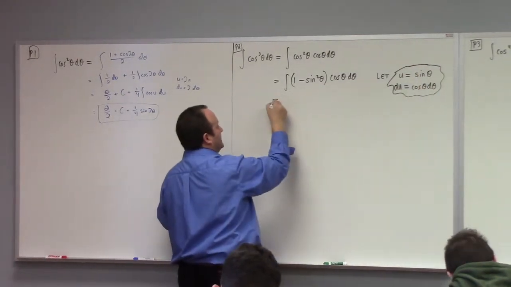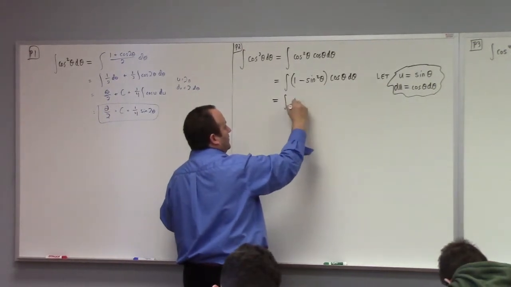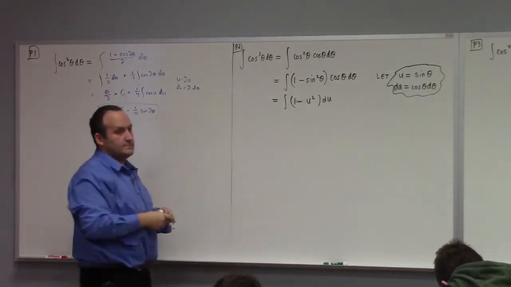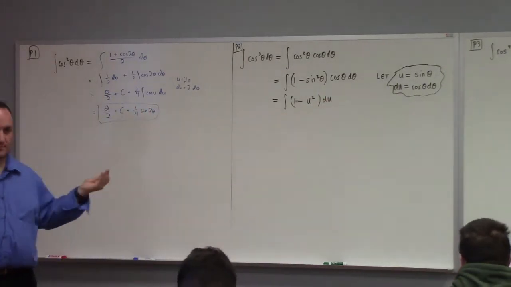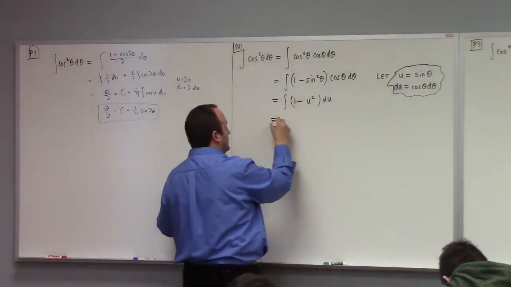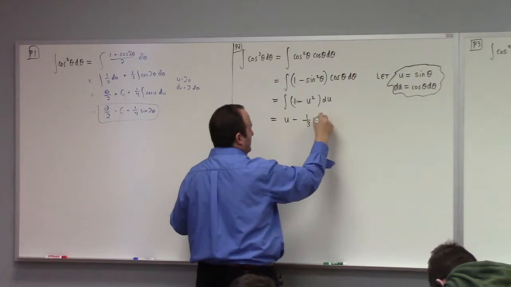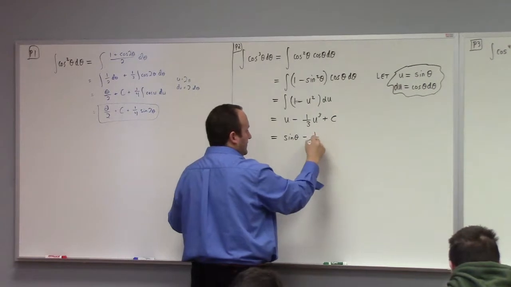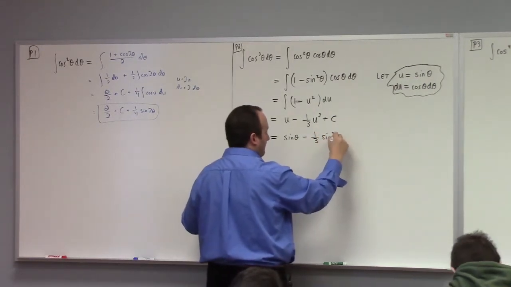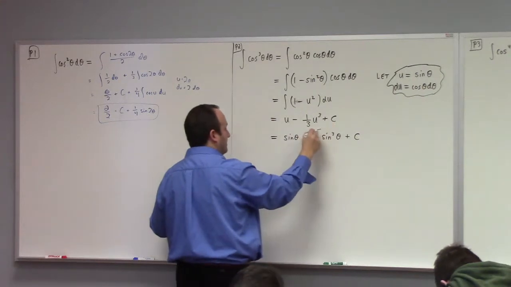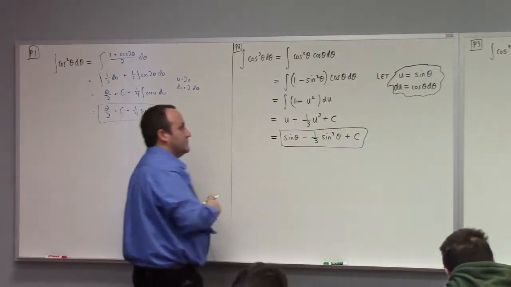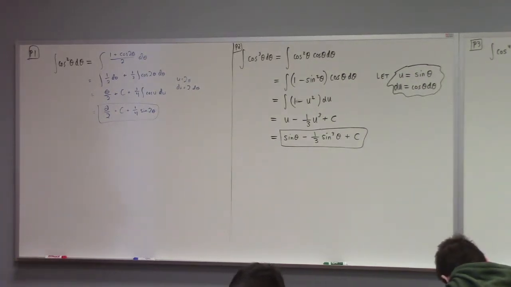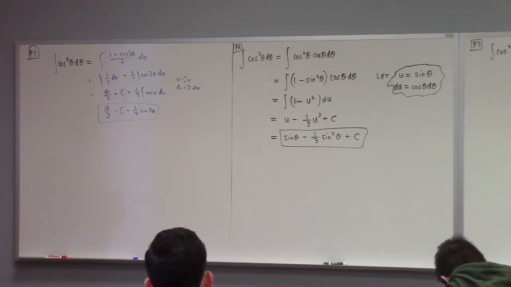That's pretty nice because then we've got integral of 1 minus u squared times du, which we can integrate to get u minus 1/3 u cubed plus a constant. And then going back to the thetas, that gives us sine theta minus 1/3 sine cubed theta plus a constant. If you really understand what I just did, you should be able to integrate any odd power of sine or cosine.